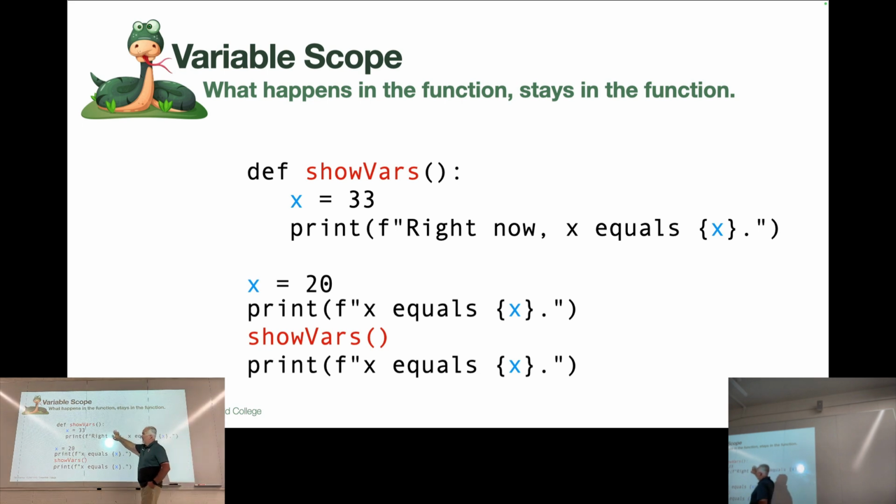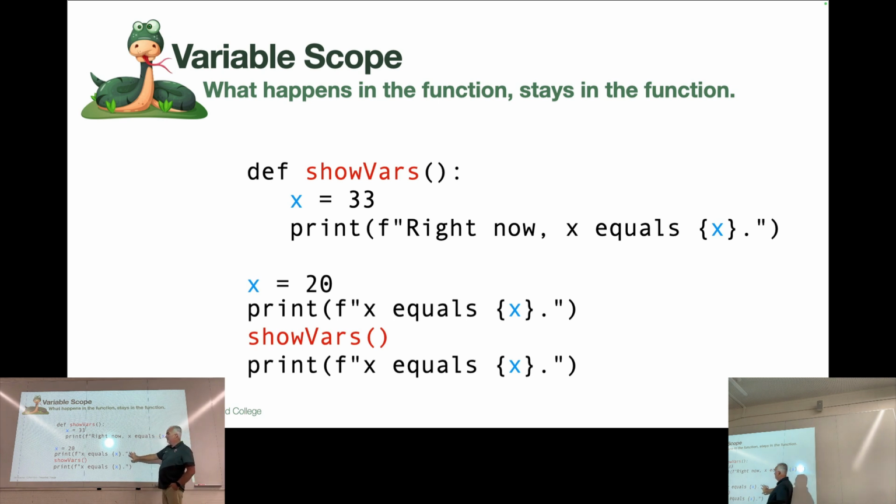I have a function called show vars, or show variables. I've defined it here using the keyword def. I named the function. It takes no parameters, so I leave the parentheses blank, and then I have a colon. Inside that function, I'm declaring a value of x. I'm saying x equals 33. And then I'm printing, "Right now, x equals" this. Now, presumably, every time I run this function, this sentence is going to say right now x equals 33, because on the line exactly before it, I'm telling x that that's what it equals.